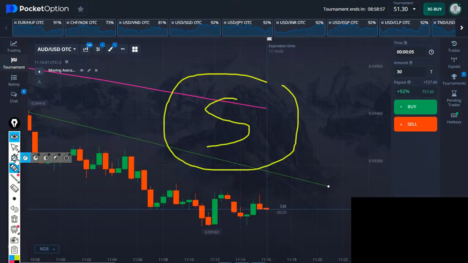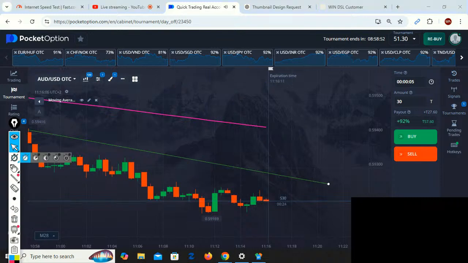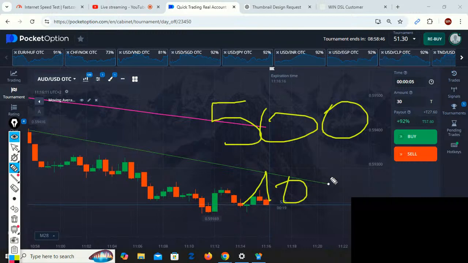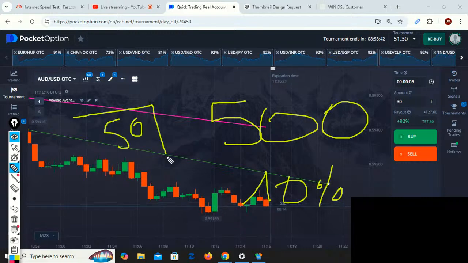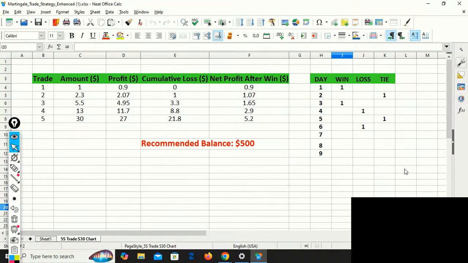Okay. At this point, even if you have a $500 balance, you already reached 10% drawdown, $50 loss. So you should stop trading. Before continuing trading, I'll go ahead and mark this day as a loss. Okay. Let me save this thing.